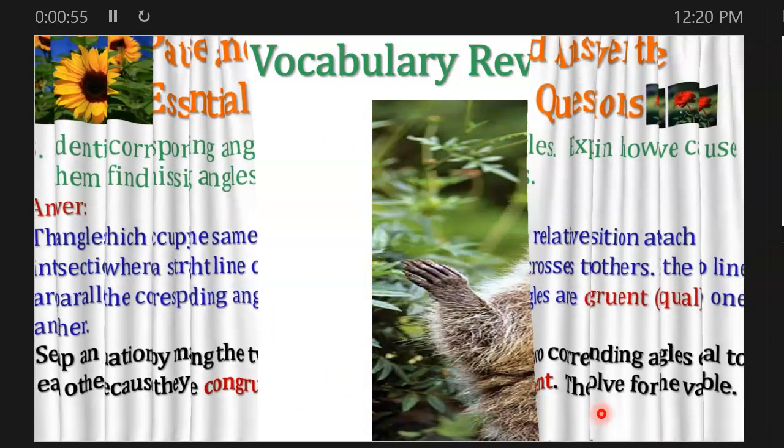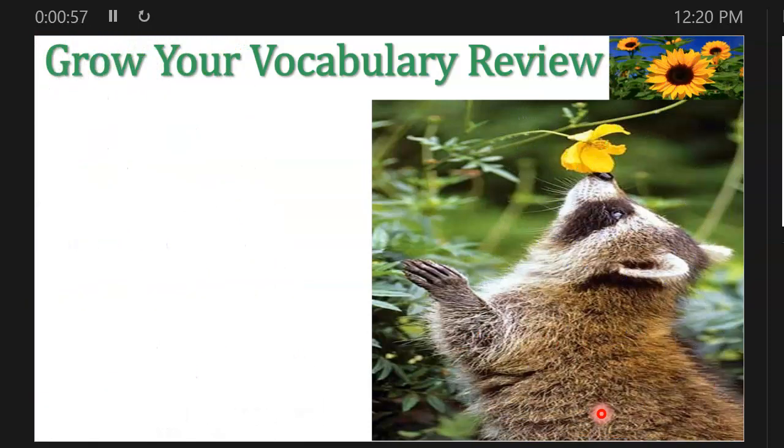All right. Ooh, this cute little raccoon. He's adorable.